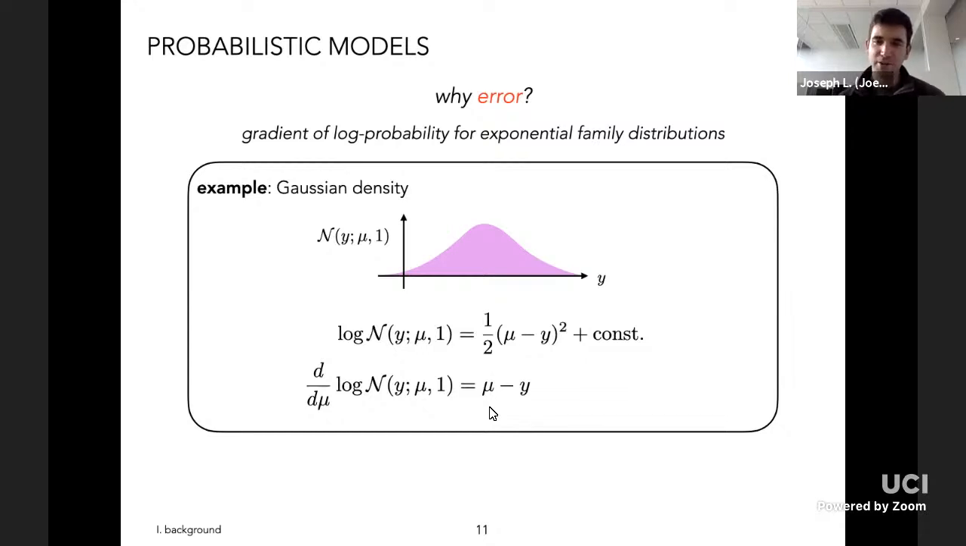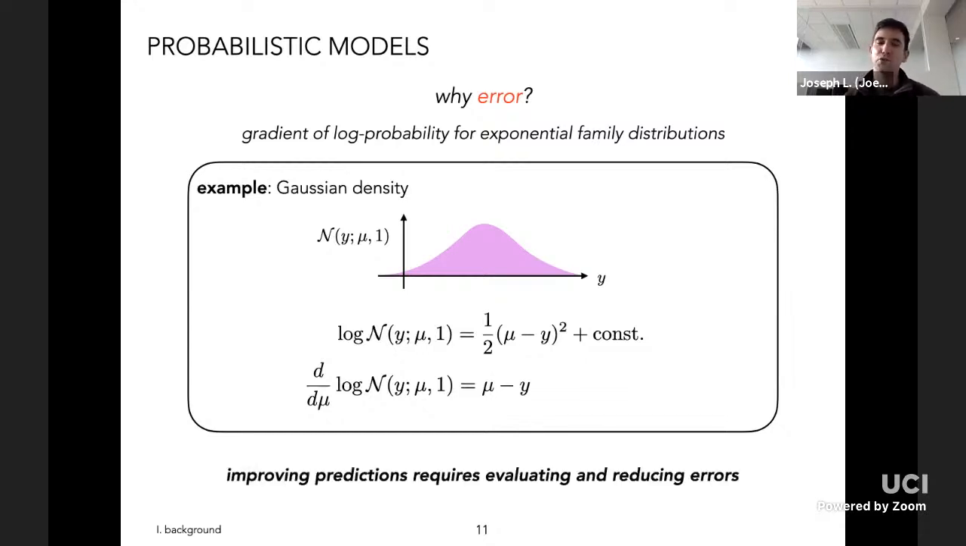So that error right there is really telling you that if you want to improve your predictions, you need to evaluate and reduce these errors. If you want to follow this gradient and improve your predictions, you have to reduce errors.